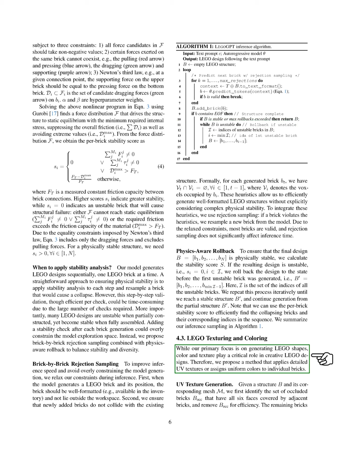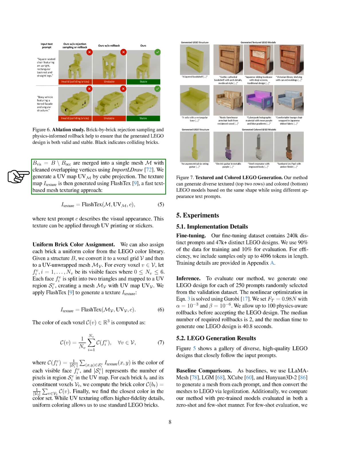While our main focus is on creating LEGO shapes, color and texture are also important for creative designs. We propose a method for applying detailed textures or uniform colors to the bricks. For UV texture generation, we first identify and remove any bricks that are completely covered by others to improve efficiency. The remaining visible bricks are combined into a single mesh, and we create a UV map using cube projection.